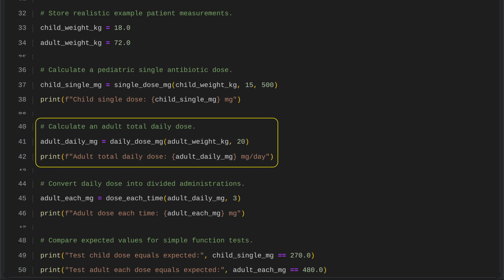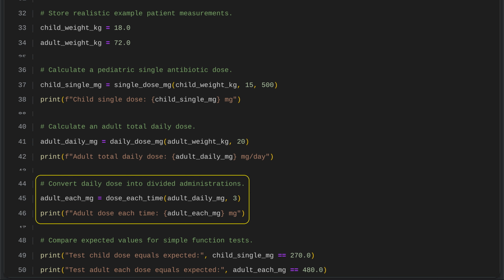The adult's total daily dose is calculated from body weight using a dose rate of 20 milligrams per kilogram per day. The result is stored and then displayed in milligrams per day for clarity. Calculate the dose for each administration by dividing the adult total daily dose by the number of doses taken per day. In this case, the daily dose is split into 3 equal parts. The result is then shown in milligrams, helping confirm that the medication is evenly distributed throughout the day.